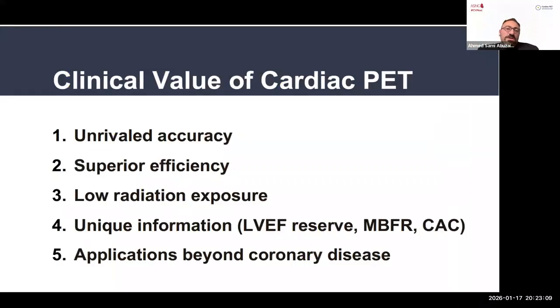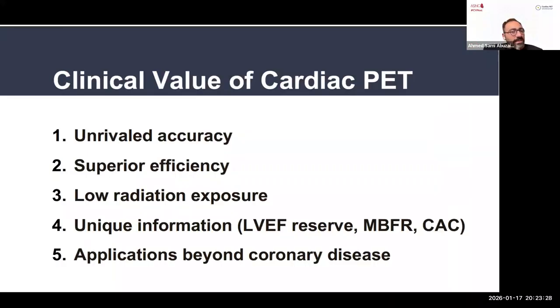Flurpiridaz is not the only tracer we use. The workhorse for cardiac PET is rubidium as a tracer. And then depending on where you are, we're still in the US adopting flurpiridaz, and still few centers are using it.